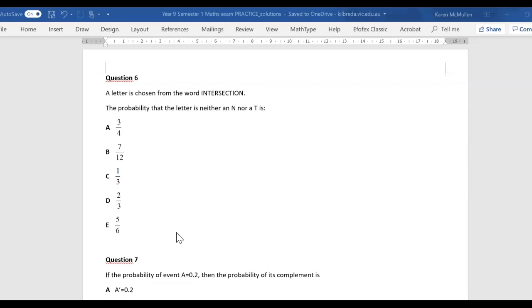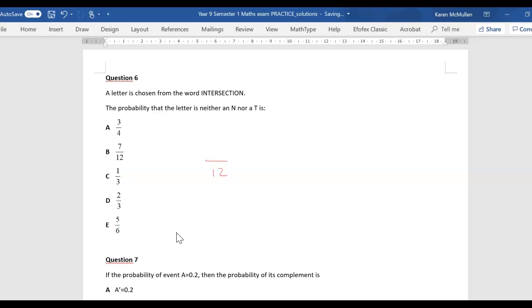All right, question 6. A letter is chosen from the word intersection. The probability that the letter is neither an N or a T is. So first of all, we need to count up how many letters there are. You can have a look at your multiple choices. I'm guessing there's 12 because we've got one option out of 12, but let's count them. 1, 2, 3, 4, 5, 6, 7, 8, 9, 10, 11, 12.